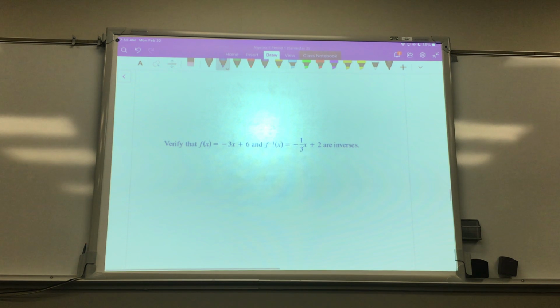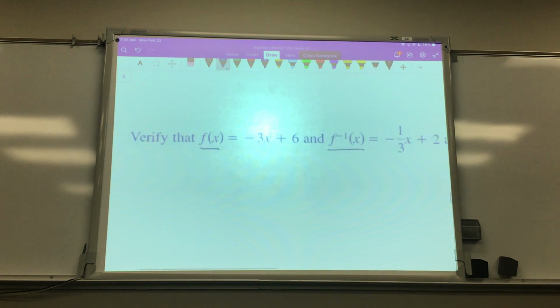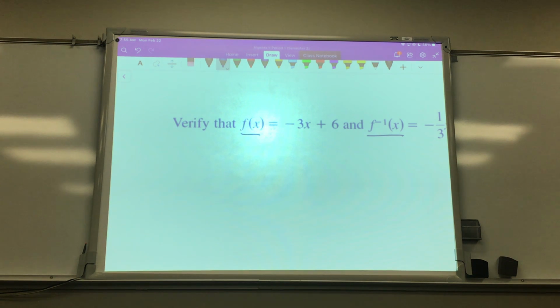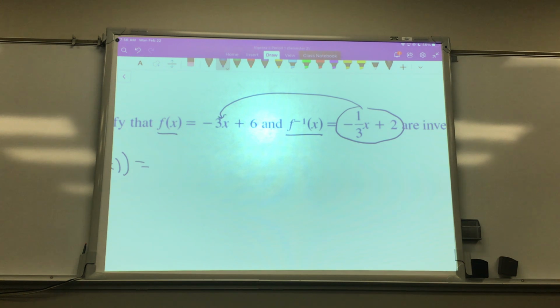Okay, verifying then. So I'm saying this is the original function, this is the inverse function, correct? So again, we said we have to compose both ways. Doing one way doesn't work. Okay, so we have to find f of f inverse of x, which is saying we're taking the inverse function and plugging it in to the original function, correct? So I'm replacing x with that.